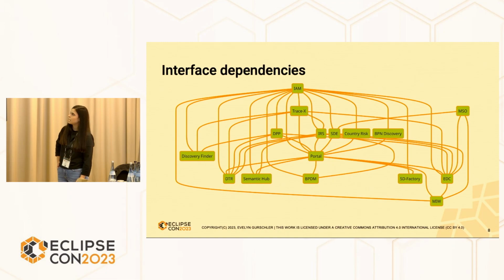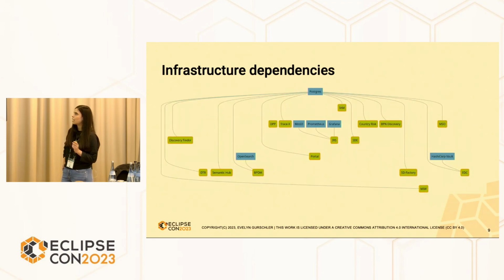The next indicator which I considered, just to give you an idea of the deployment scope, is the interface dependencies. There are quite a lot. Some components are more connected than others. But that's for sure something to consider, in my opinion. And last but not least, for this picture, I considered the infrastructure dependencies, where Postgres is the most important one, but there are also some other ones.